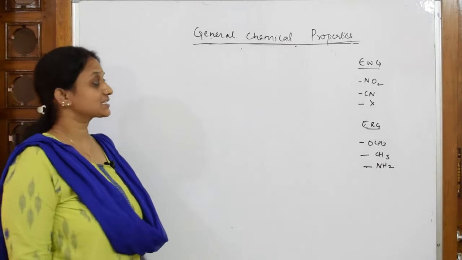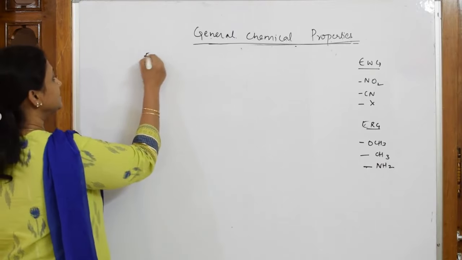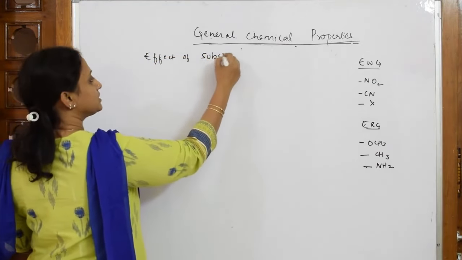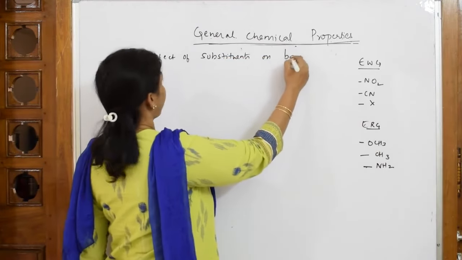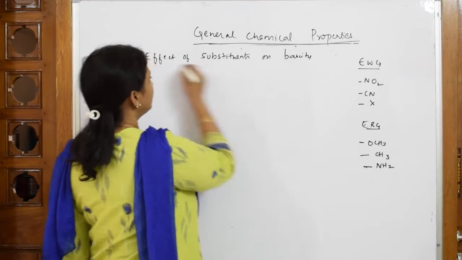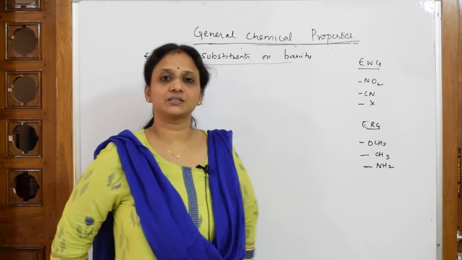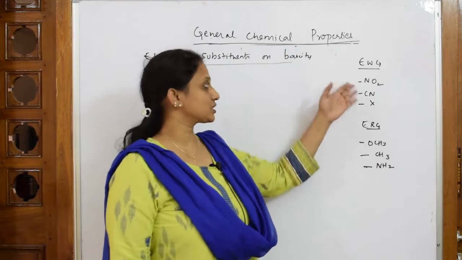Now let's come back and study the effect of substituents on basicity. So let us write the heading: effect of substituents on basicity of amines. Now, this is your grade 11th recent concept where you have studied what are electron withdrawing groups and electron releasing groups. So I have listed out certain examples.